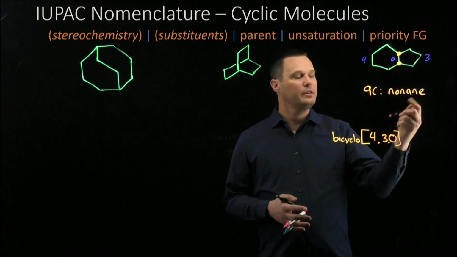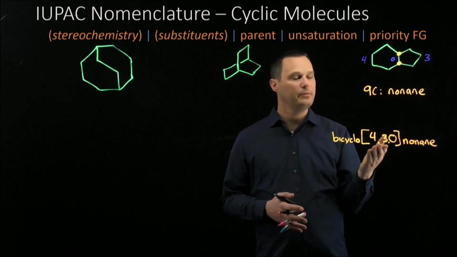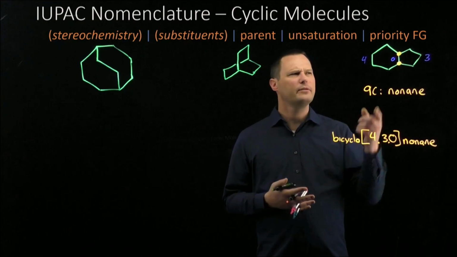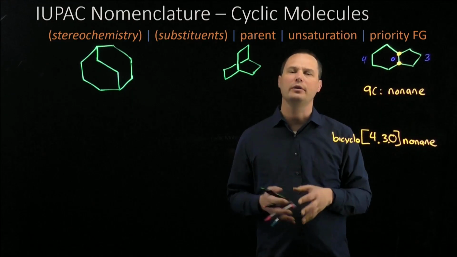4.3.0. And we end with the name of our parent hydrocarbon, nonane. This molecule's IUPAC name is bicyclo-4.3.0-nonane. The hardest part for students is finding these bridgehead carbons and counting the number of carbons in the paths, not including those bridgehead carbons.